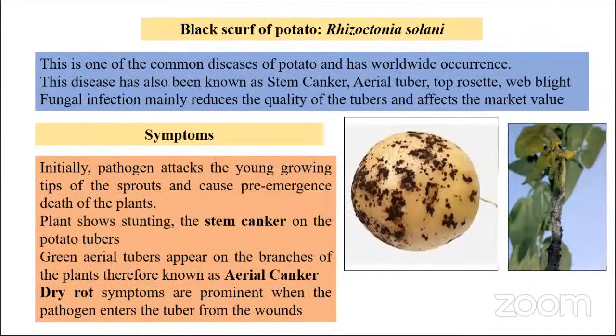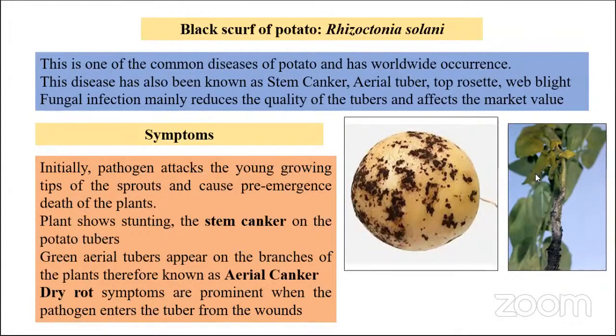Another important disease of potato is black scurf, which is caused by Rhizoctonia solani. This is one of the common diseases of potato and has a worldwide occurrence. The disease is also known as stem canker, aerial tuber, top rosette, and web blight. This fungal infection mainly reduces the quality of the tubers and affects the market value, because the pathogen causes scurfing, or black colored mass, on the potato tubers. That's why the disease name is black scurf. After the scurf appears, we don't get the market value of the crop, so this disease is causing heavy losses to the growers.